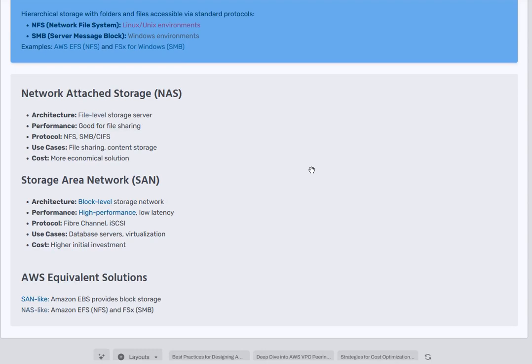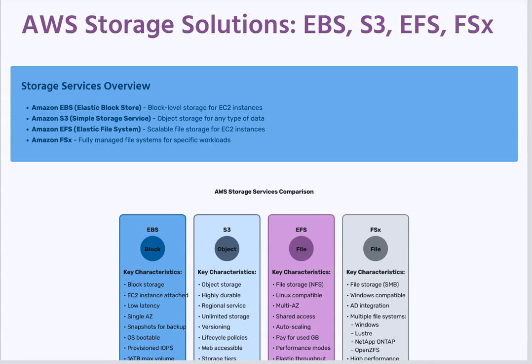AWS equivalent solutions, SAN like: Amazon EBS provides block storage. This is not SAN, right? It says SAN like, as a comparison. SAN like storage is EBS. NAS like storage is NFS or FSx SMB, right? I just want you to understand, as we go forward with storage, the basic difference between these two file systems.